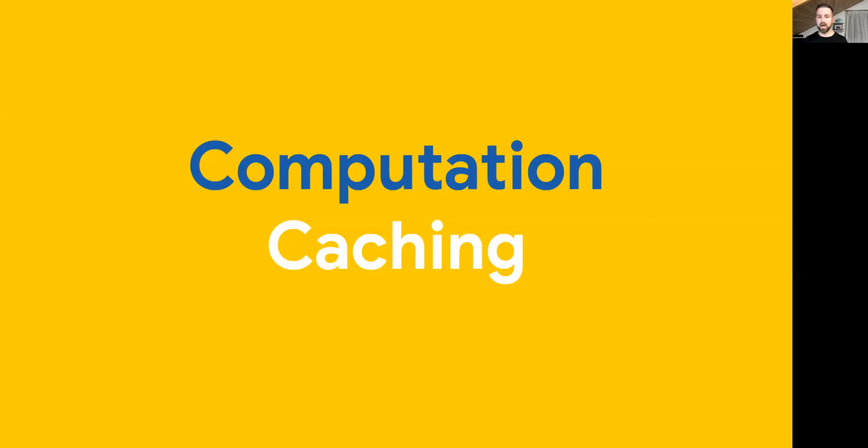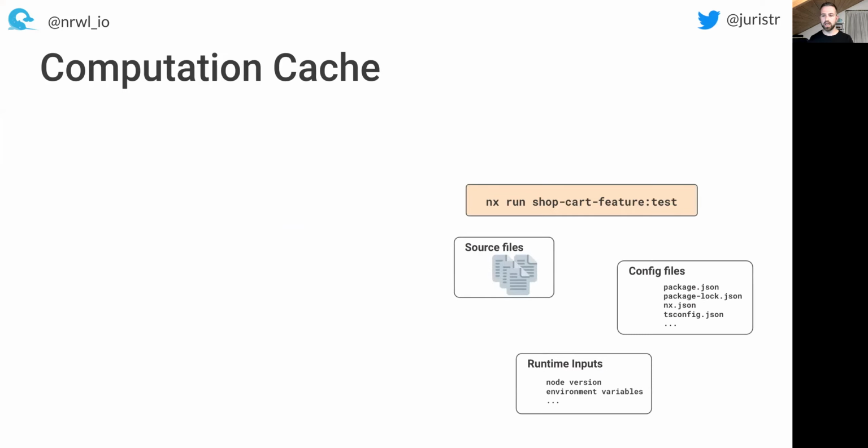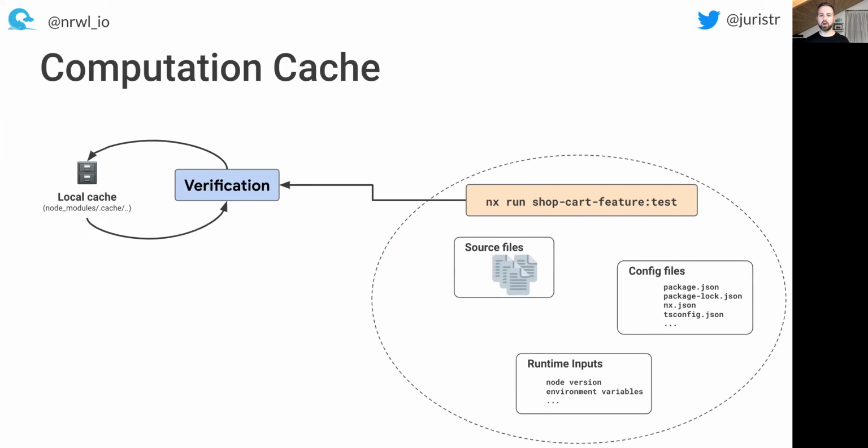Another thing I'm super excited about is the actual computation caching. So what computation caching does, this is something on top of the affected command. If you execute nx run, for instance, shop cart feature, which could be one library, and the tests on top of that library, what nx does in this case is it takes the source files into account. It also takes the config files, some runtime inputs, which you can even define on your own, like environment variables. And then it verifies whether that command against those different artifacts has already been executed before.